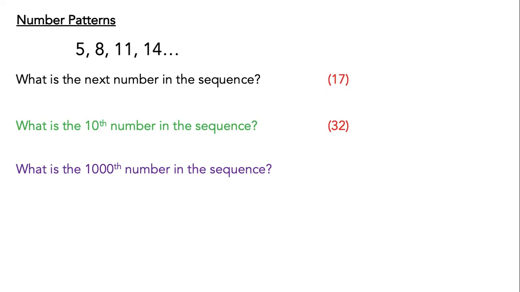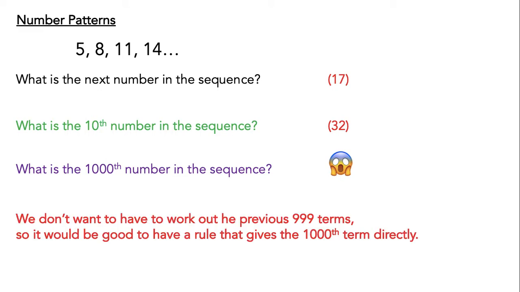But what about if you want the 1000th number in the sequence? Well, that's a lot more difficult. You certainly don't want to have to work out the previous 999 terms, so it would be good to have a rule that gives the 1000th term directly. And that's what this topic is all about, finding a rule that helps you to establish numbers in sequences.